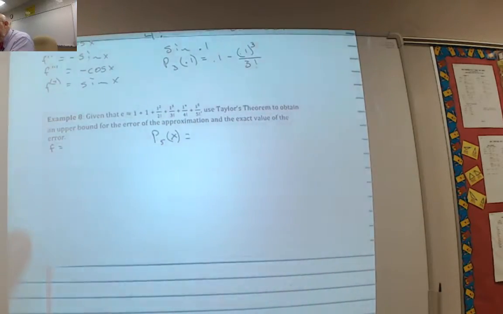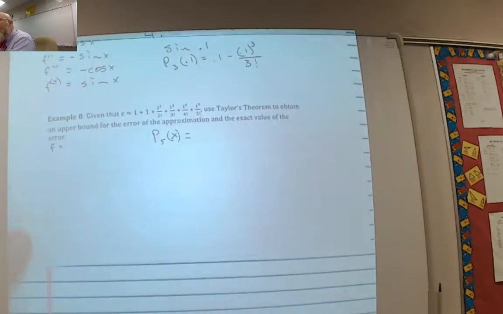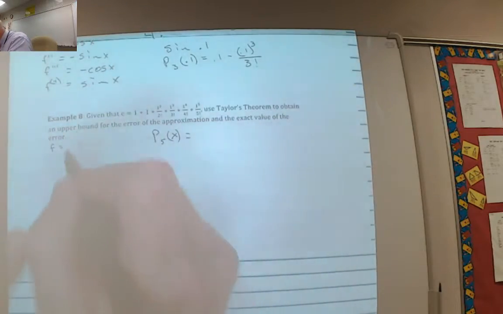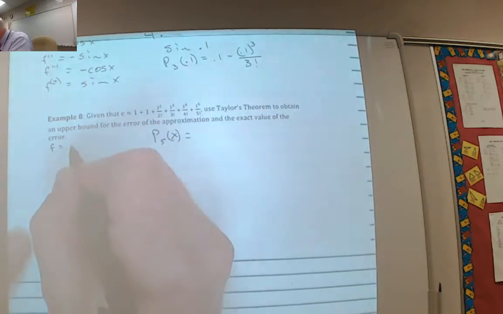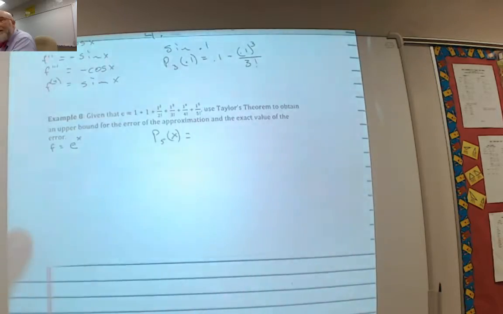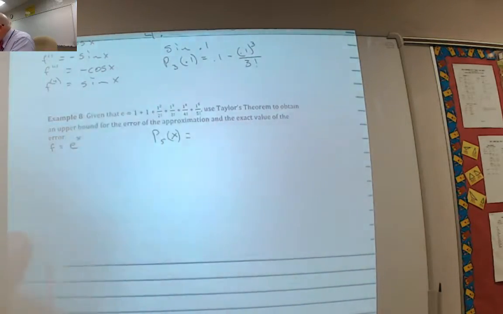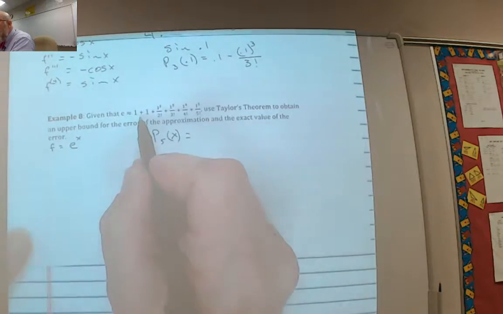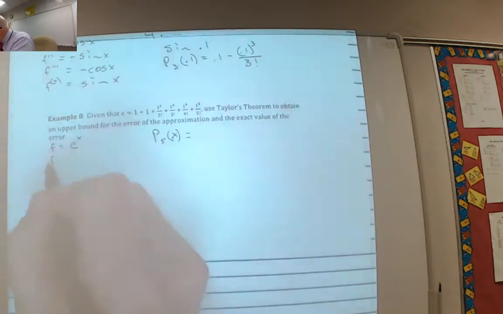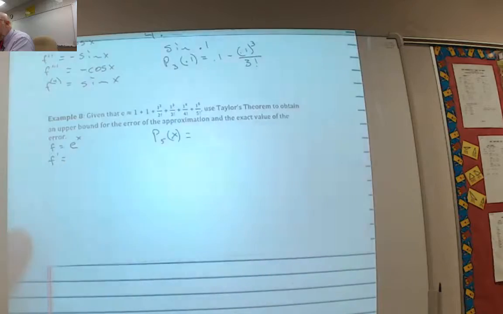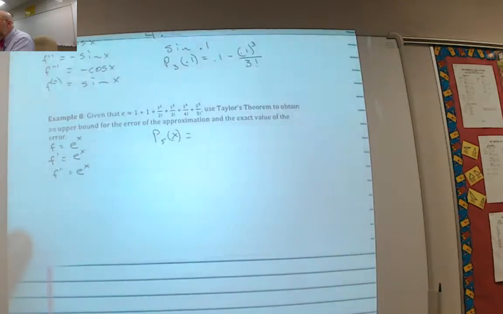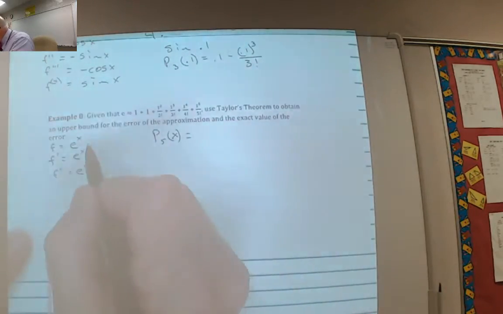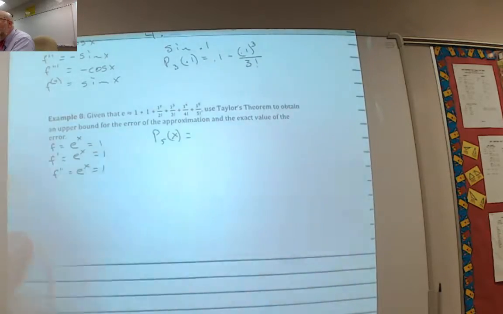Okay. So what do you think f is? X to the 0. Well, how do I get 1 here? How about e to the x? Yeah, that's what I said. And when I plug in 0, don't I get 1? And when I take the derivative of e to the x, what do I get? E to the x. And when I take the derivative of that, what do I get? E to the x, don't I? And if I plug in 0, aren't I going to get 1 every single time?